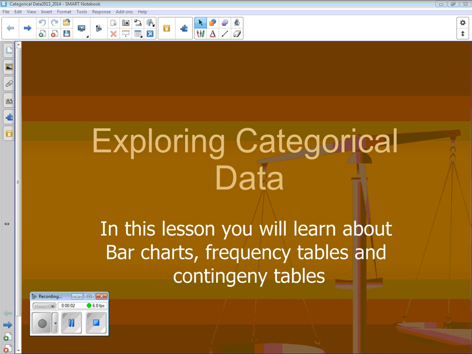Right, so we're going to do a small little mini unit on what I like to call categorical or qualitative data. And they really both mean the same thing. I use those two terms interchangeably, but qualitative and categorical really describe the same kinds of data.